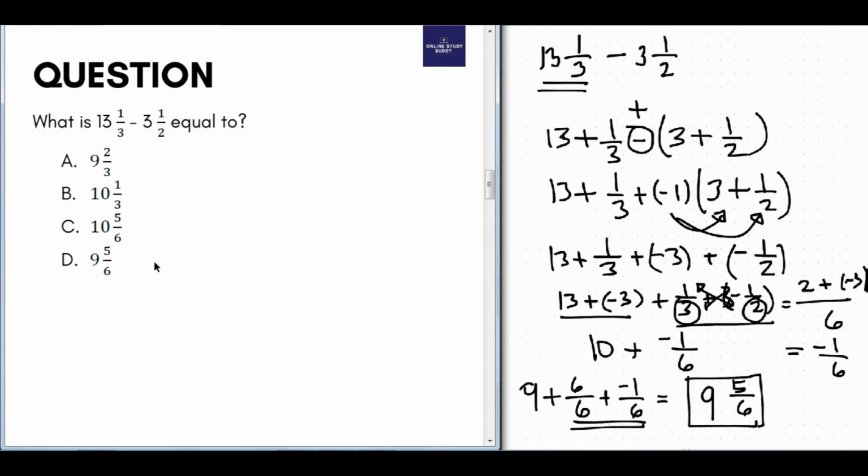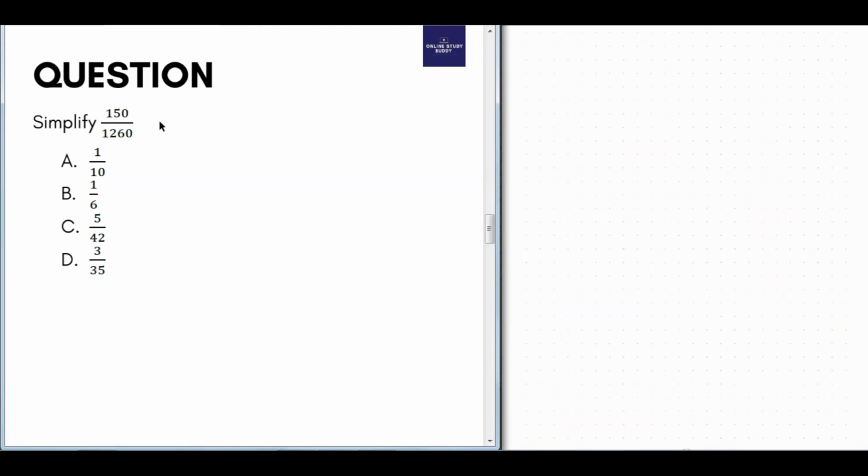So, mahaba lang yung pinagdaanan natin na process kasi in-explain ko pa per step. Pero, pag kinumpare nyo or kapag sanay na kayo dun sa method na yun, compare nyo sa i-convert nyo pa sa improper fraction, mas mabilis tong way na to. Next problem. Simplify 150 over 1260.